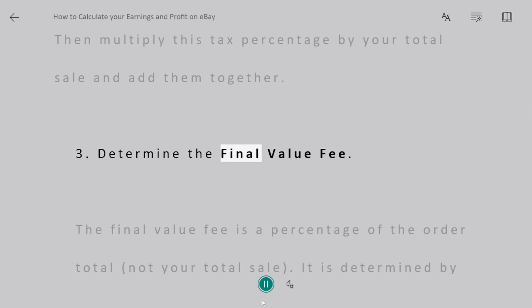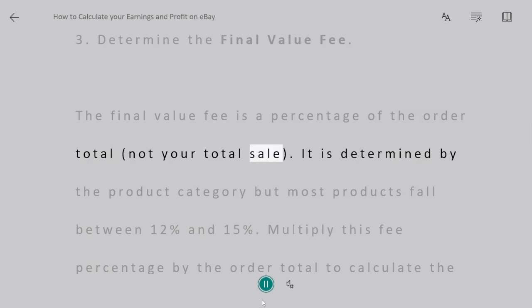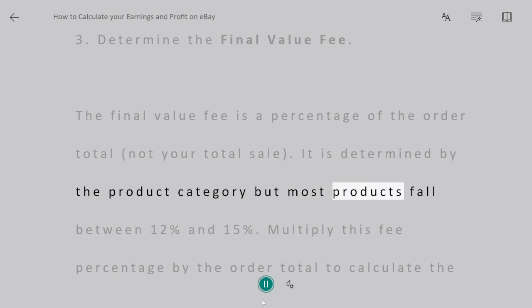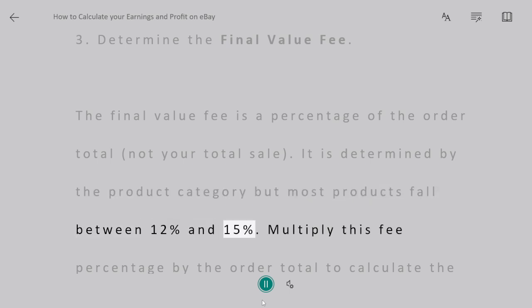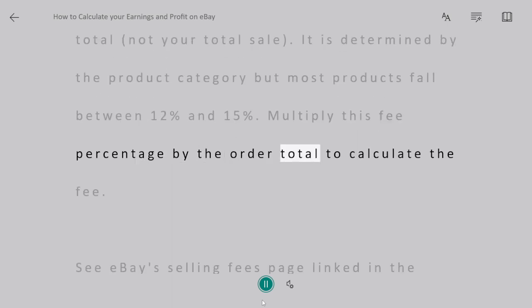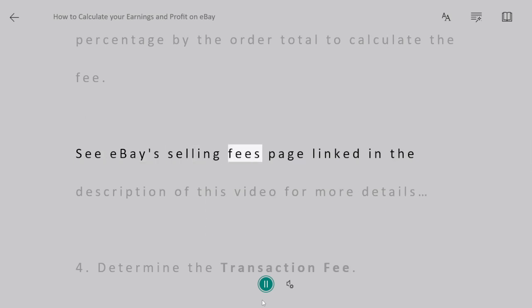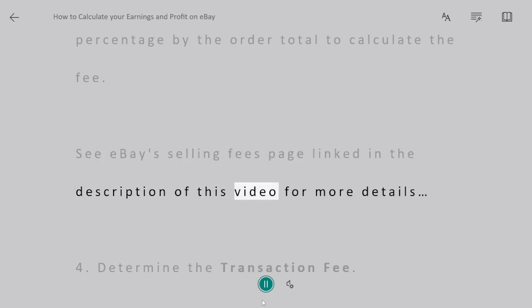3. Determine the final value fee. The final value fee is a percentage of the order total, not your total sale. It is determined by the product category, but most products fall between 12% and 15%. Multiply this fee percentage by the order total to calculate the fee. See eBay's selling fees page linked in the description of this video for more details.